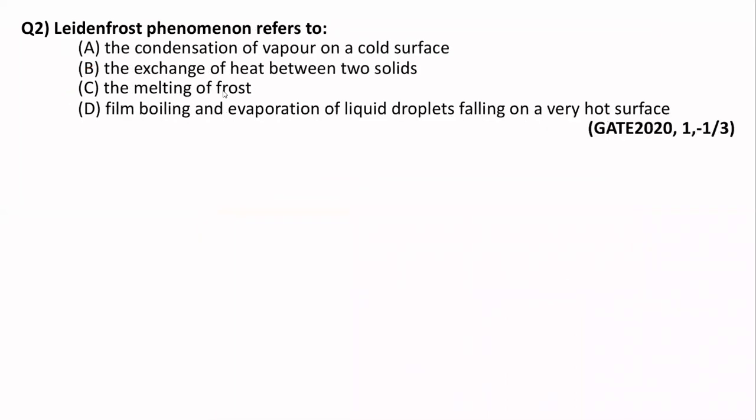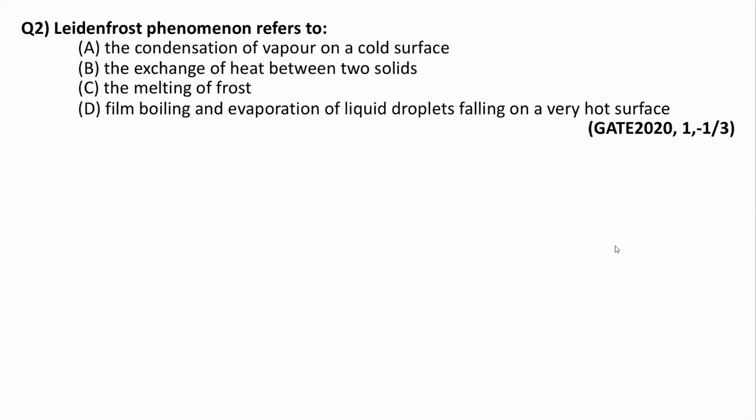Okay, so moving on to the next question, question 2. This came in GATE 2020. Again, it was a 1 mark question, and the question reads as follows. The Leidenfrost phenomenon refers to, and the four options are: condensation of vapor on a cold surface, or the exchange of heat between two solids, the melting of frost, or film boiling and evaporation of liquid droplets falling on a very hot surface. So pause this video, try to answer it, and then I will discuss the solution.